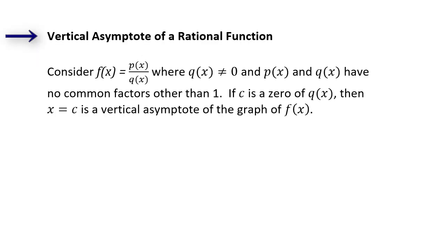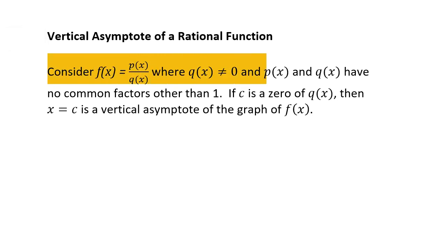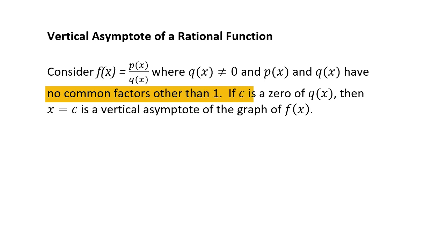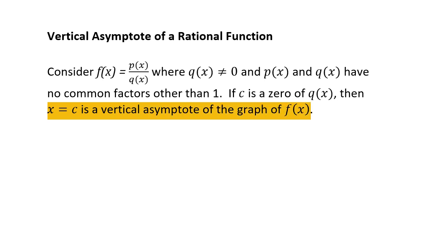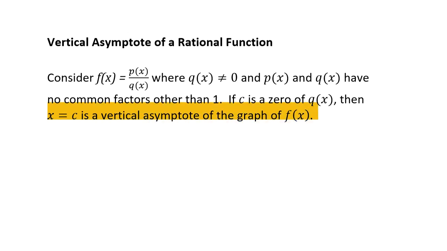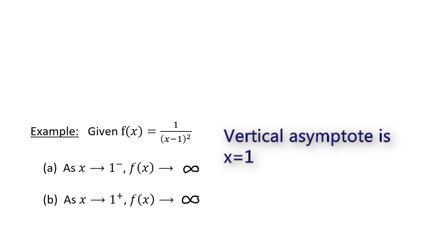The vertical asymptote of a rational function. If we have a rational function where f of x equals p of x divided by q of x, q of x can't be 0, and p of x and q of x have no common factors other than 1. If c is a 0 of the denominator q of x, then the vertical line x equals c is a vertical asymptote of the graph of f of x. So in the case of our example, the vertical asymptote is x equals 1, because that's the place where the denominator is 0.